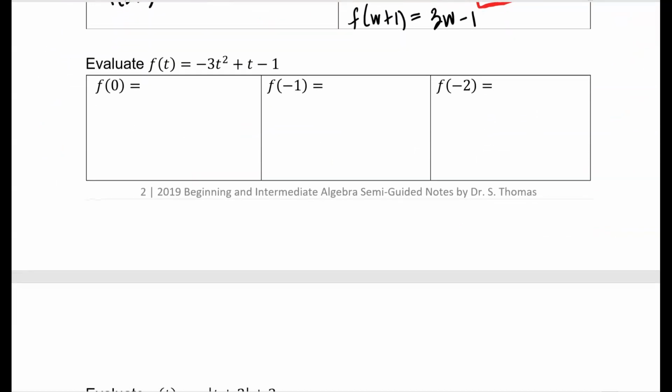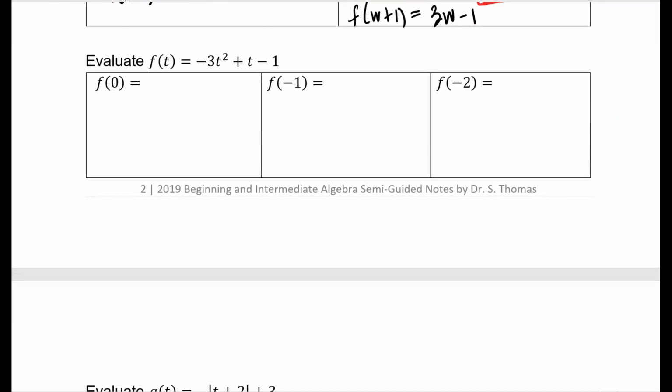Now let's change up the function to f of t equals negative 3t squared plus t minus 1. Notice we changed the variable to t instead. It still works the same. It's a variable and we're replacing it with something else. What are we replacing it with this time? Notice that the left side has already been filled in for you. So the variable is being replaced by a 0.